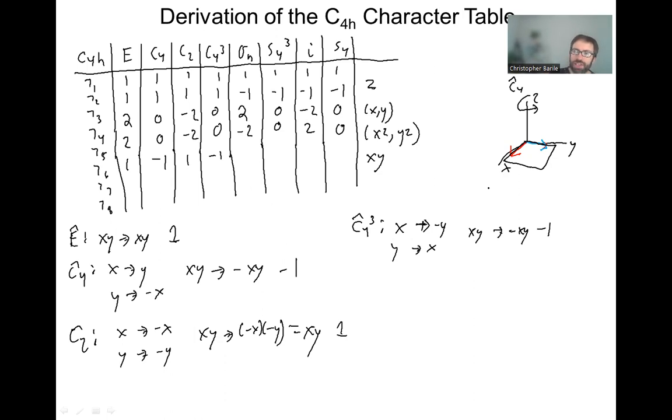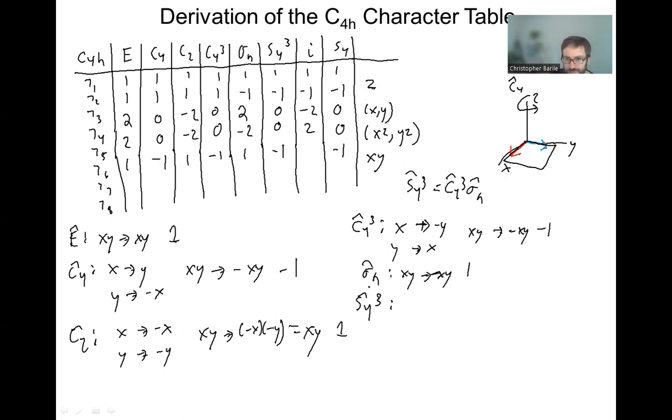Then we have a sigma h. Sigma h, remember x and y both stay the same. So x goes to x, y goes to y, and so xy is going to go to xy. And so we're going to get a 1. S43? Well, S43 was functionally just the same as a C43 because this S43, again, is equal to C43 times sigma H. Sigma H doesn't do anything as we just established. So we just look to the C4 three character and we get a negative 1. And very similar thing is gonna happen with S4. So we just look to the C4 character, which was a negative 1.